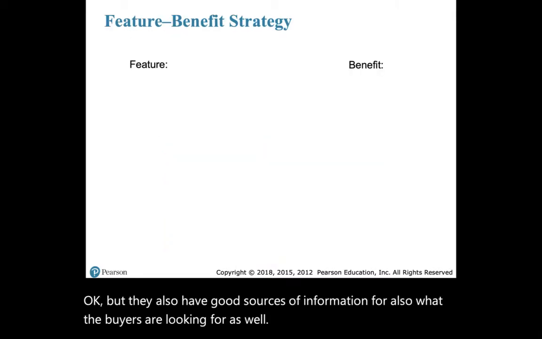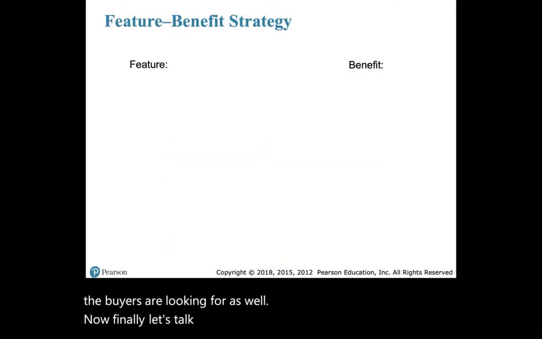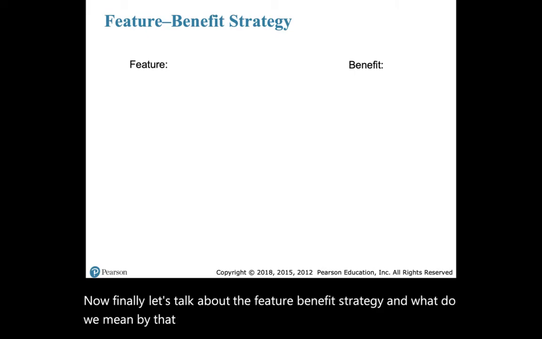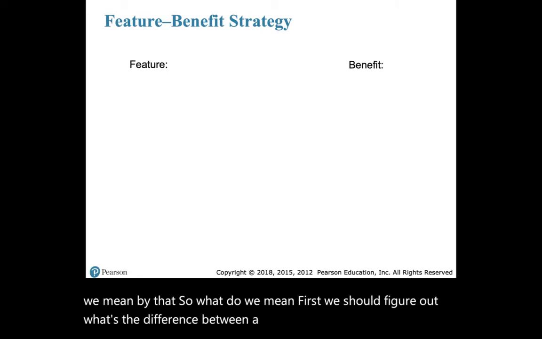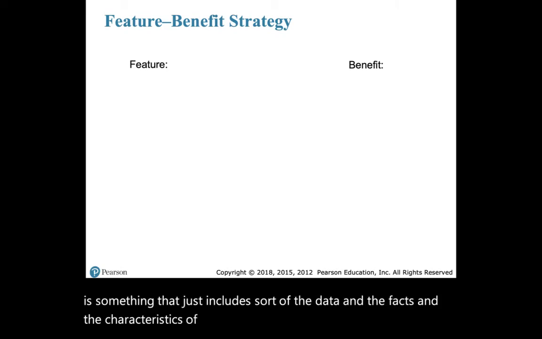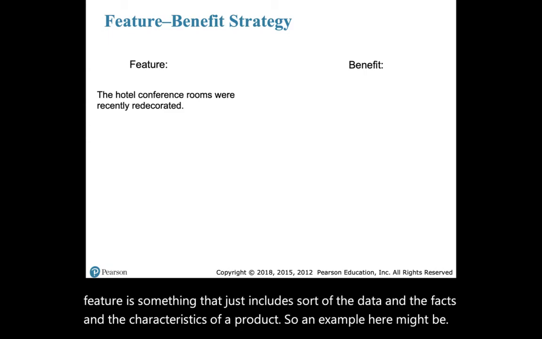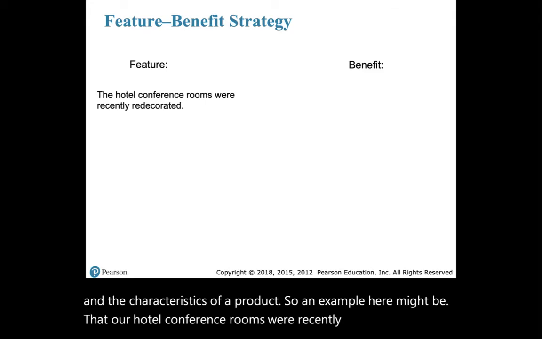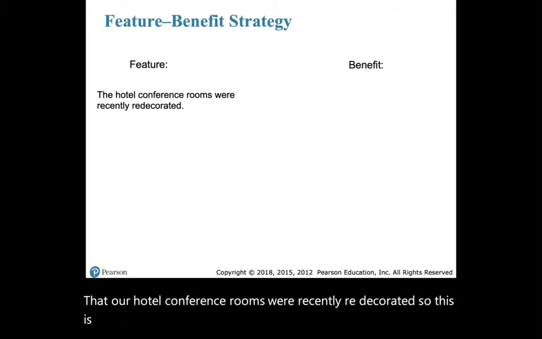Now, finally, let's talk about the feature benefit strategy and what we mean by that. First, we should figure out what the difference between a feature and a benefit is. Okay, so a feature is something that just includes the data and the facts and the characteristics of a product. Okay, so an example here might be that our hotel conference rooms were recently redecorated. So this is a feature, it's a fact, okay?